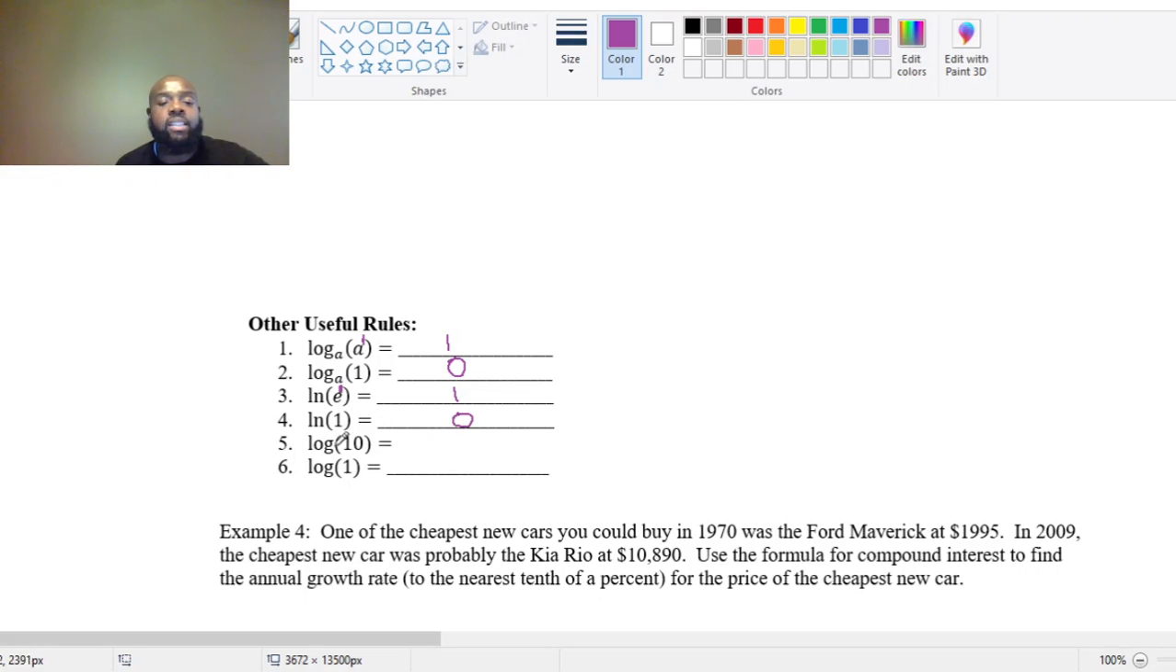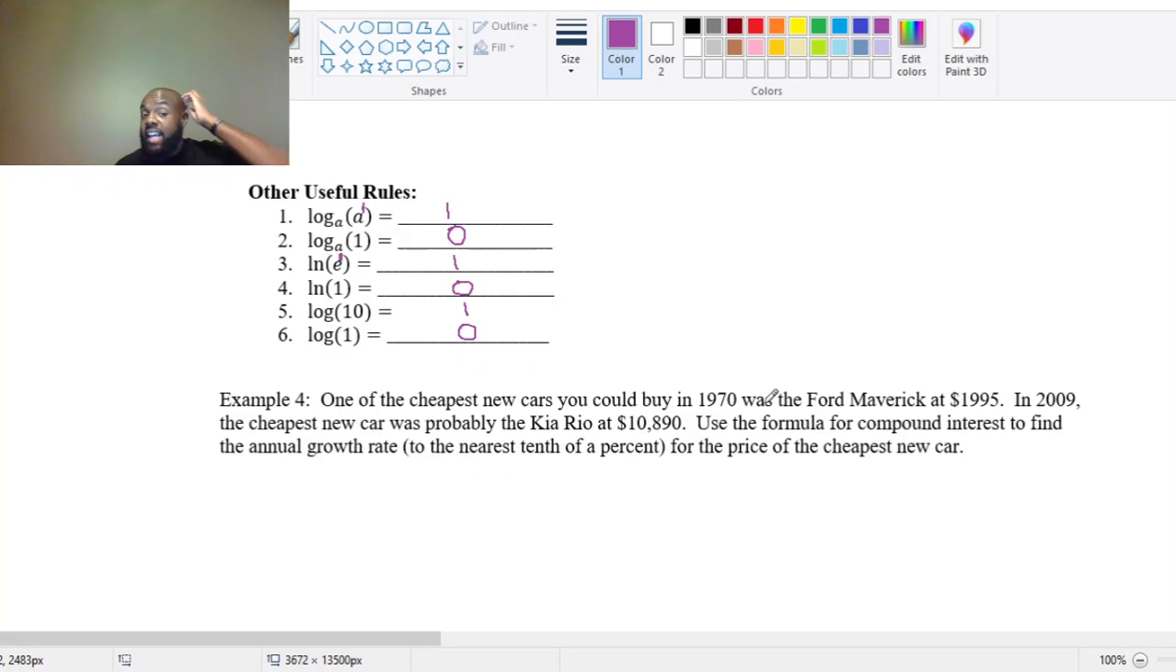My line here is missing. The common log of 10, remember that's a base 10 there. What power do you raise 10 to get 10? That is 1. And then the common log of 1, what power do you raise 10 to get 1? That's going to be 0.